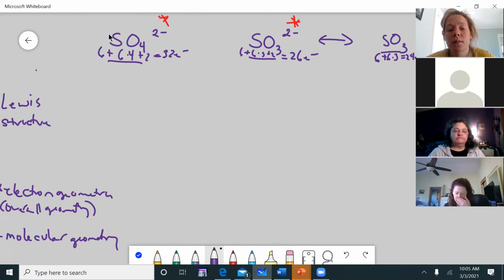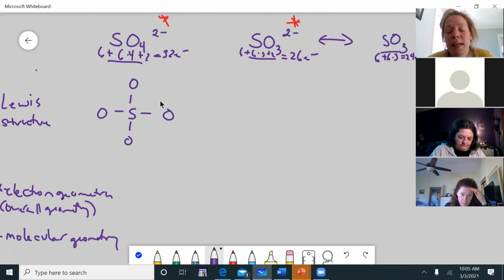So if I have 32 electrons, I'm gonna put sulfur in the center. I'm gonna put the 4 oxygens on the side. Gotta stick them together. And then I'm gonna make the outside guys happy. So 1, 2, 3, 4, 5, 6, 7, 8, 9, 10, 11, 12, 15, 16, 18, 19, 20, 21, 22, 23, 24, 25, 26, 27, 28, 29, 30, 32. Okay, all electrons on the board.